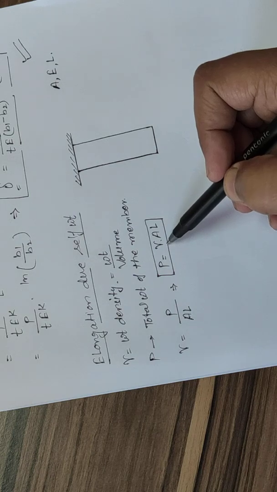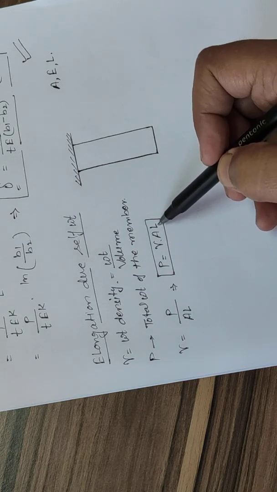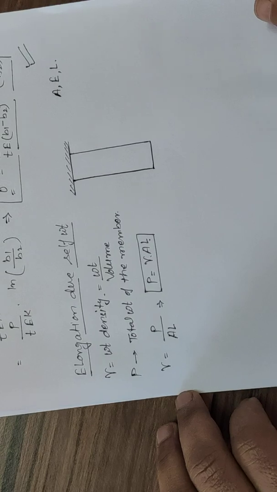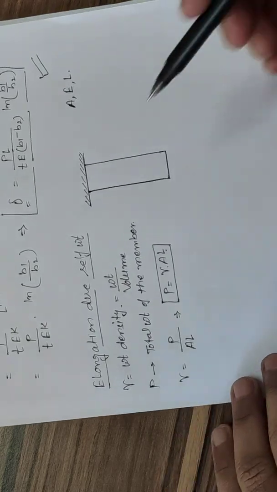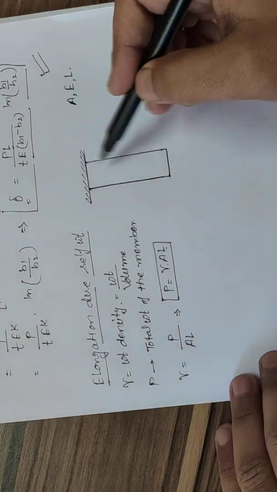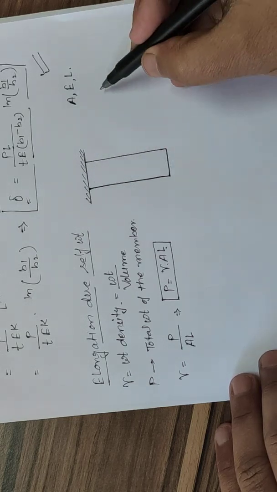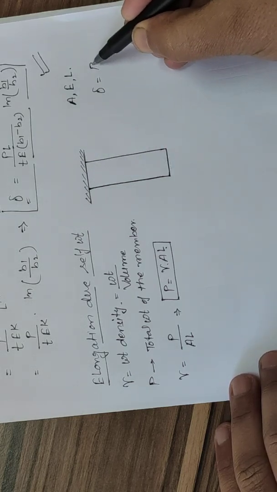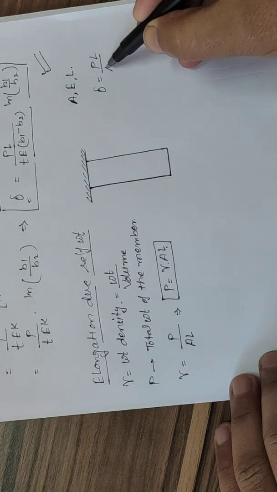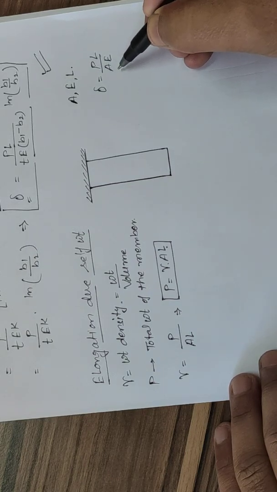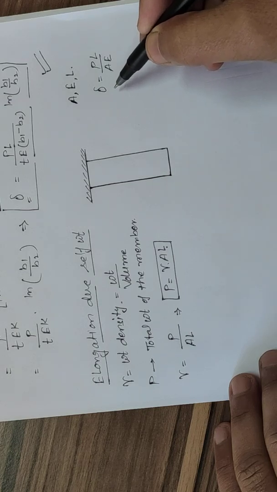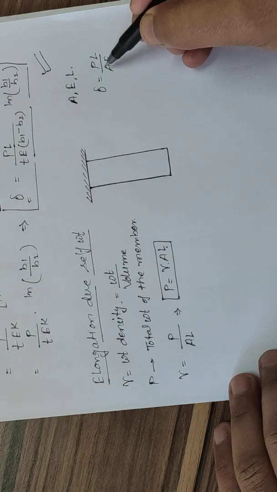Weight density is gamma and volume is A into L. Now we have to calculate the elongation of the member due to its own weight. The formula for elongation which we have used till now is PL divided by AE. Now, differential concepts come into the picture whenever we have varying quantities.